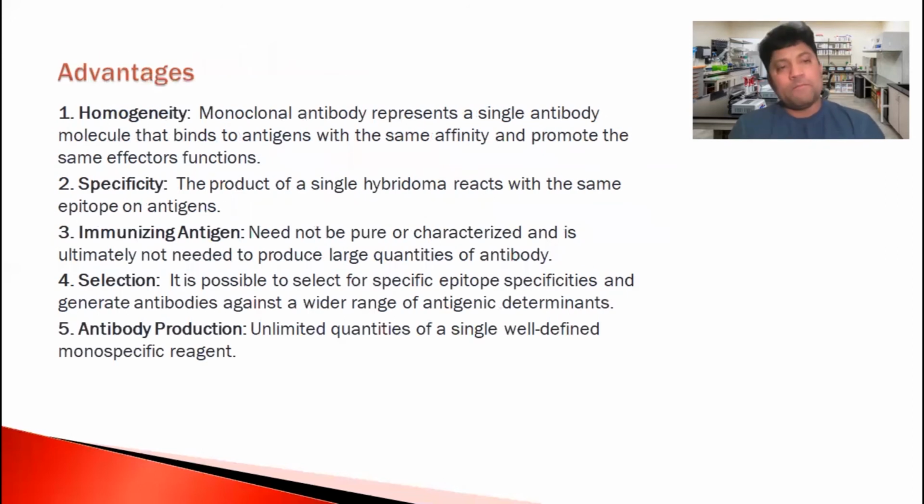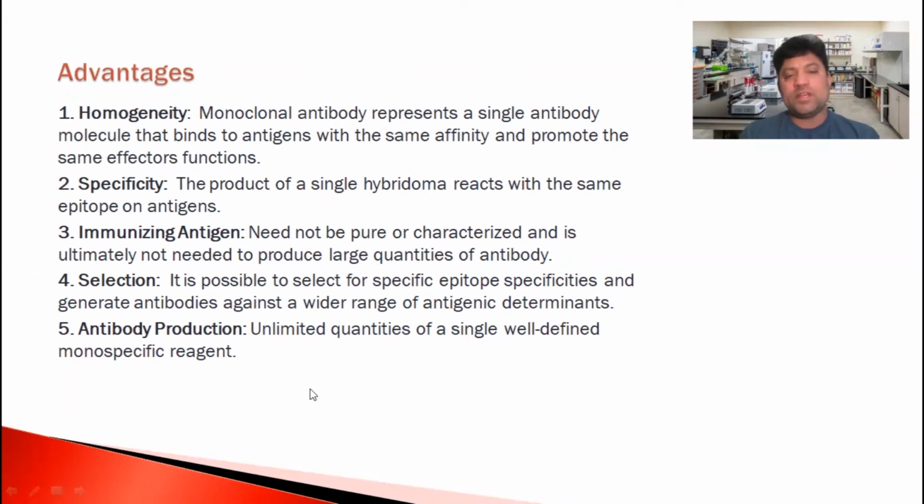Okay, well, what are the advantages of monoclonal antibodies? Monoclonal antibodies have five major advantages. The first one is homogeneity. Monoclonal antibodies represent a single antibody molecule that binds to antigen with the same affinity and promotes the same effector function. The second advantage is specificity. The product of a single hybridoma reacts with the same epitope on the antigen. The third one is that the immunizing antigen need not be purified or characterized and is ultimately not needed to produce a large quantity of the antibody. The fourth one is the selection.